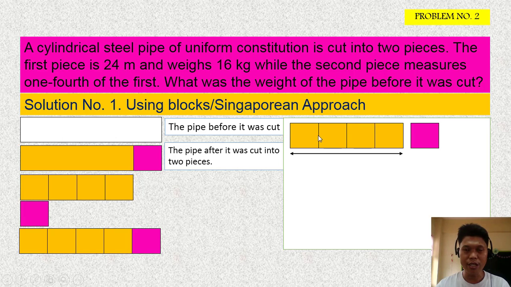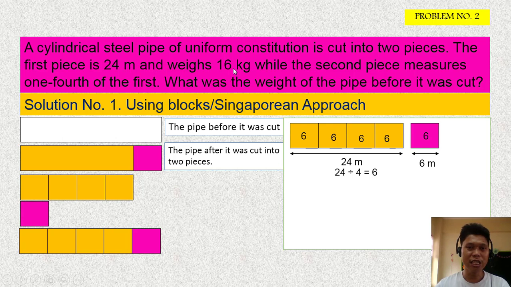So, kung 24 meters, ibig sabihin, divide natin into 4. So, 24 divided by 4, which is equal to 6. Therefore, this is 6 meters. Another 6, 6, and 6. So, kung 6 yan lahat, 6 rin to. Okay? So, kung 24 meters ang longer cut, ang shorter cut naman ay 6 meters. Now that we know na 6 meters yan, or alam na natin ang length, pwede na nating masolve ngayon ang weight.